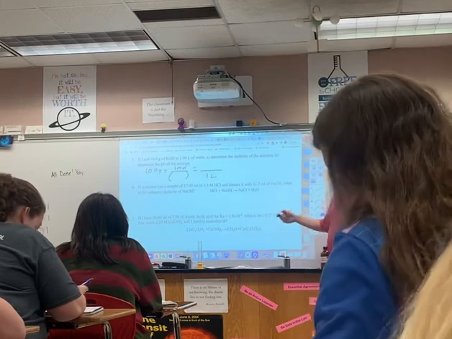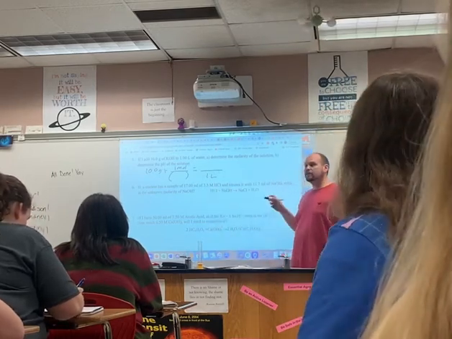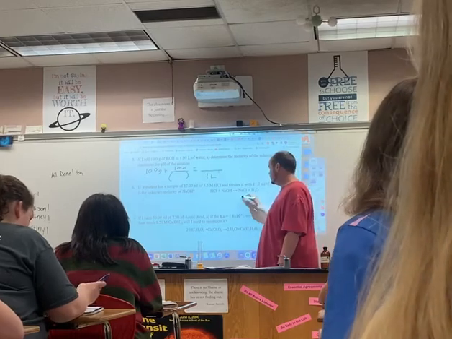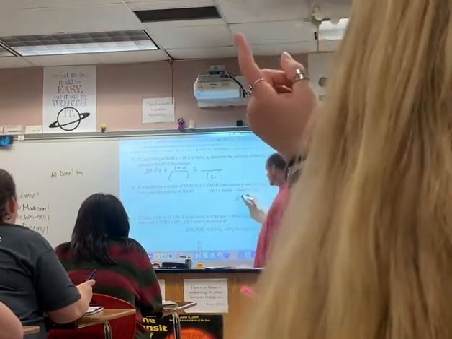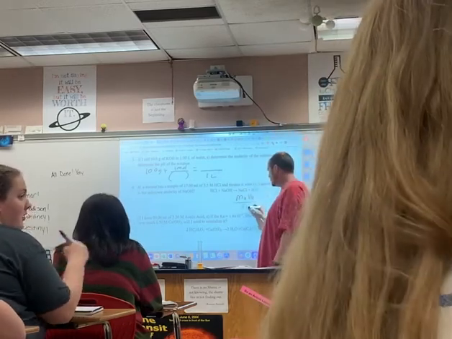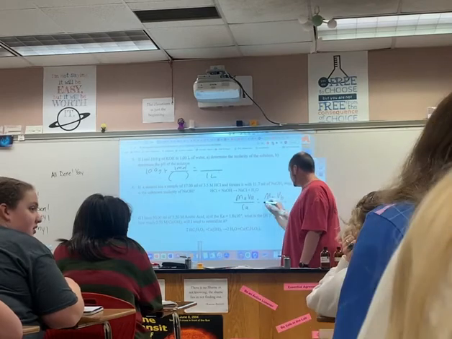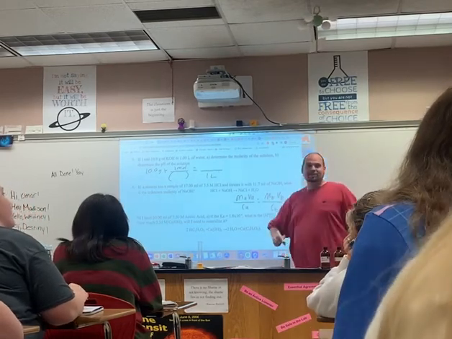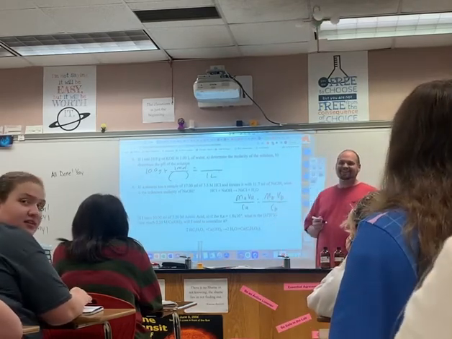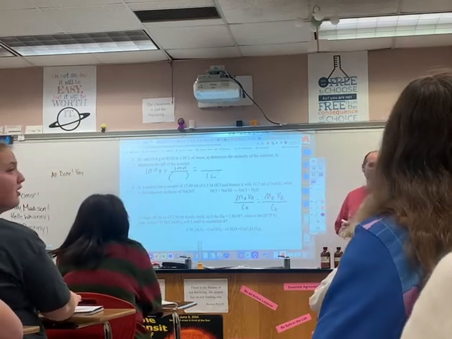Number 6 is just a standard strong acid, strong base titration. What is the equation for titration? MAVA over CA equals MBVB over CB. I did that this morning. So did I. I've never seen that. We wrote it down once and never used it again.